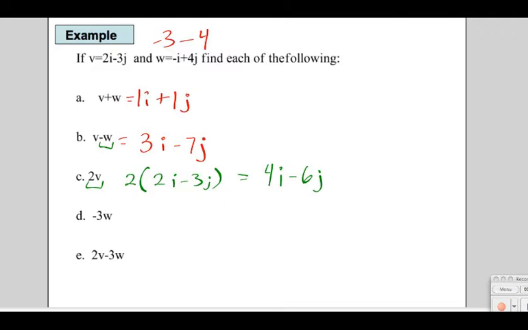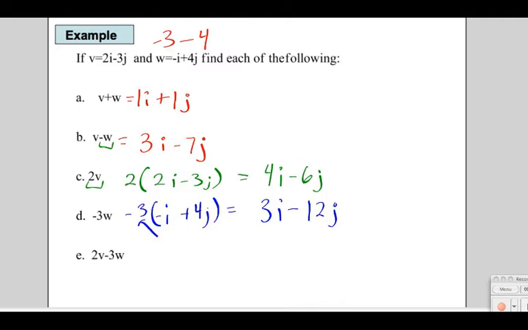Negative 3w. Negative 3 times w would be negative 3 times negative 1i plus 4j, which is 3i minus 12j. So this actually changes its direction because it's a negative scalar multiple. It will swing it in the opposite direction of what it normally was doing. Good things to keep in mind.